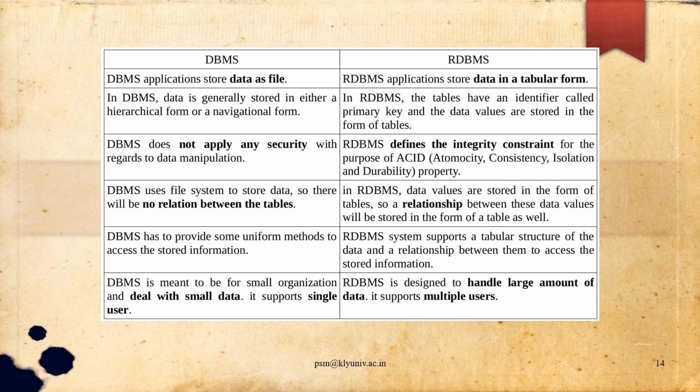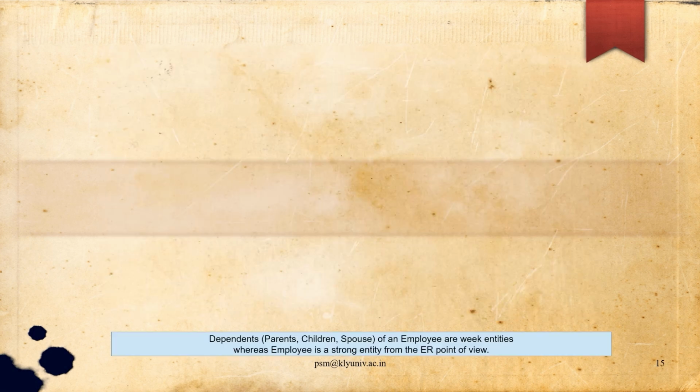Three things you please remember. Data is available in a tabular format in case of RDBMS, and they achieve the ACID property: atomicity, consistency, isolation, and durability. A very important component related to an RDBMS, which is not available in case of DBMS. And apart from that, it also supports relationships.